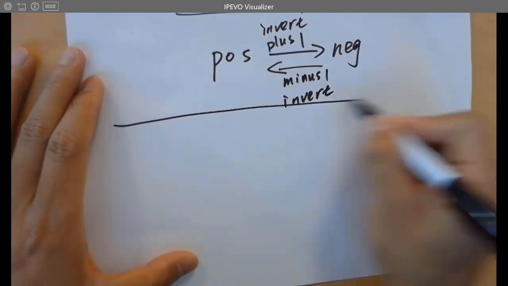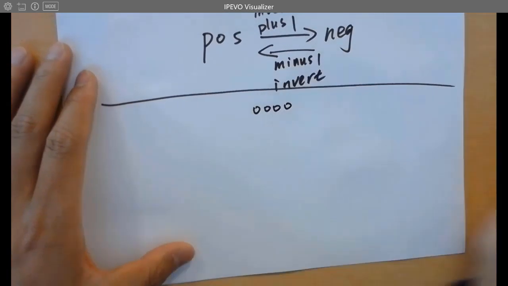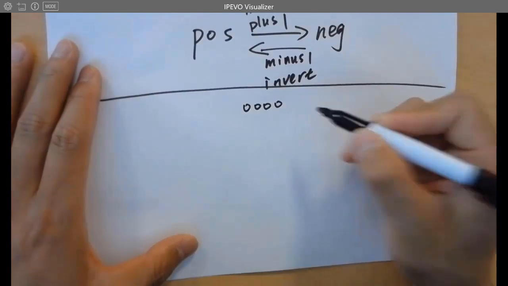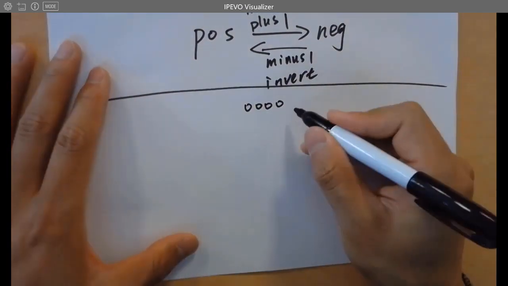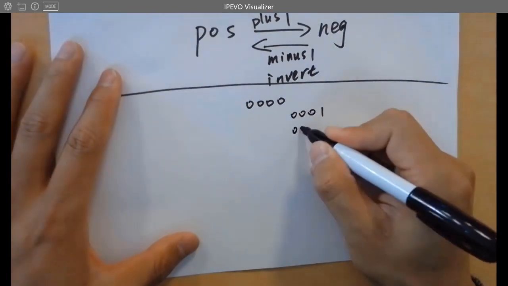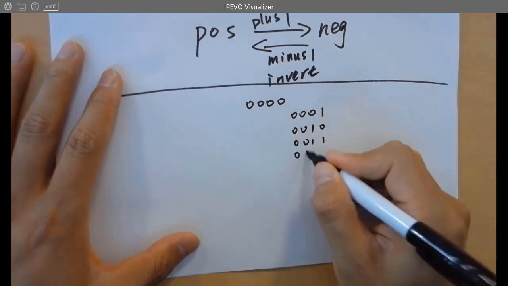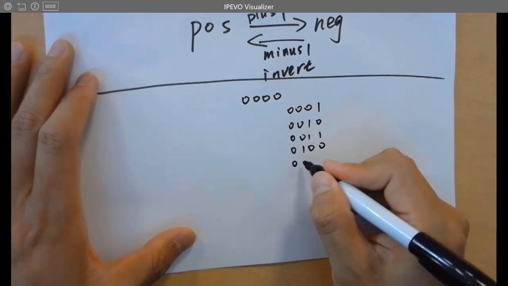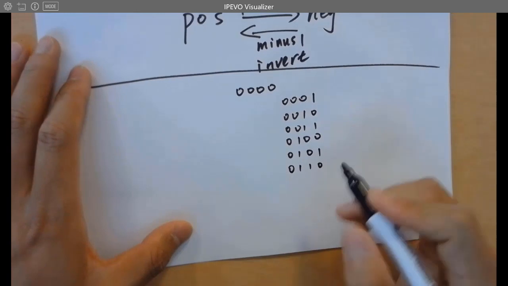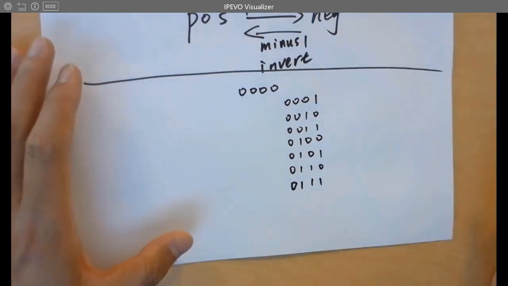So now let's draw the classic chart here. If we have a 4-bit binary number and we start counting: 0, 0, 0, 0 will be 0, no problem. 0, 0, 0, 1 is 1. 0, 0, 1, 0 is 2. 0, 0, 1, 1 is 3. 0, 1, 0, 0 is 4. 0, 1, 0, 1, 5. 0, 1, 1, 0, 6, 4 plus 2 is 6. 0, 1, 1, 1 is 7.